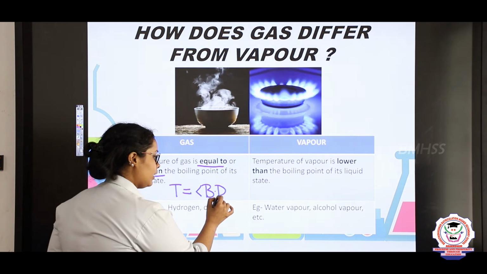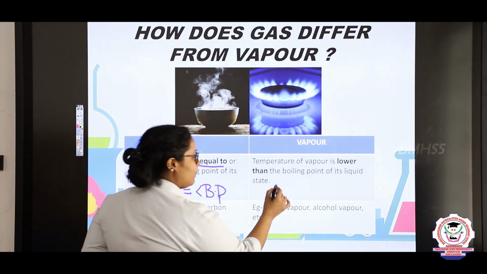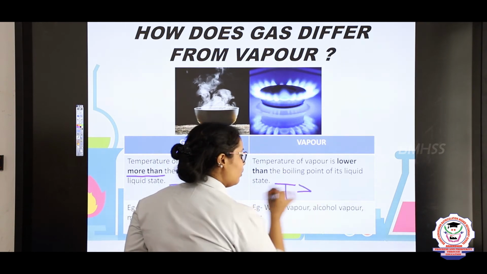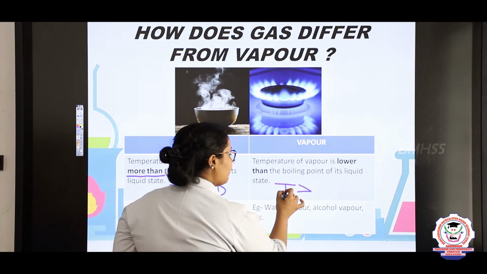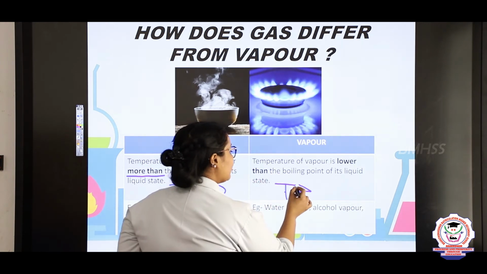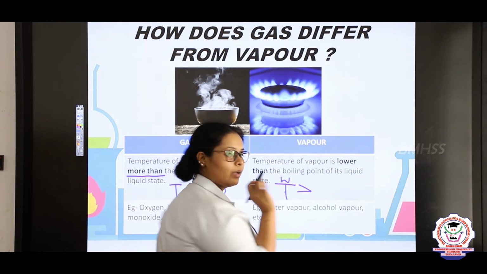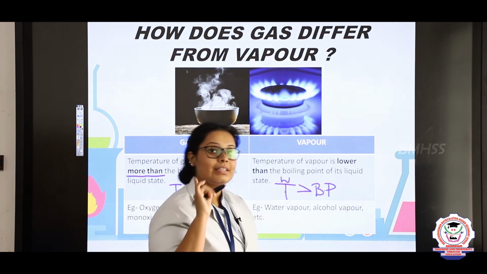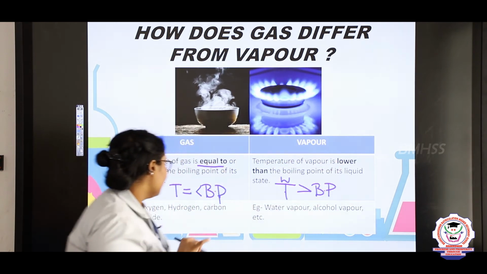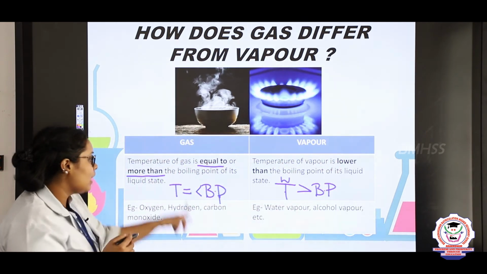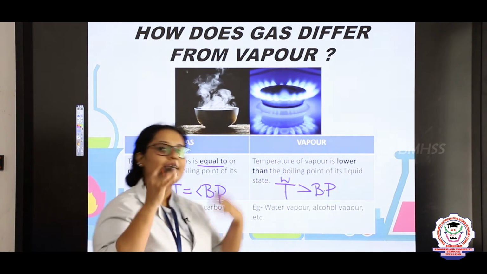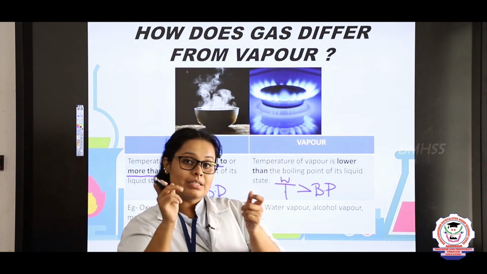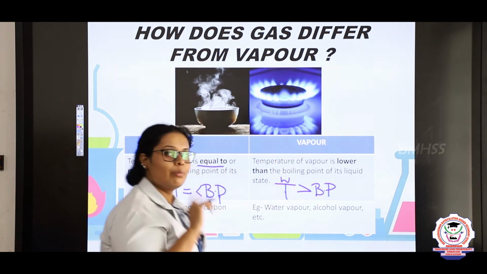Same way, when you are taking a vapor, the temperature of that particular liquid will always be less than the boiling point. So here I am taking water. When I take water, the temperature is less than the boiling point, then it remains as a vapor. Same way, here I have given the examples. Oxygen, hydrogen, carbon monoxide, these are all gases. Same way water vapor, alcohol vapor, these are vapors, right?